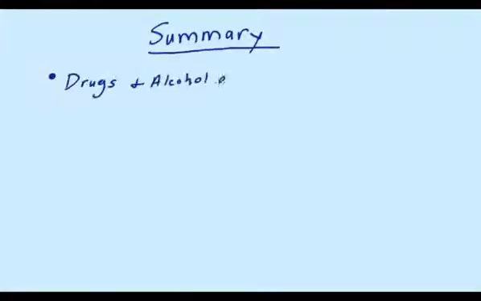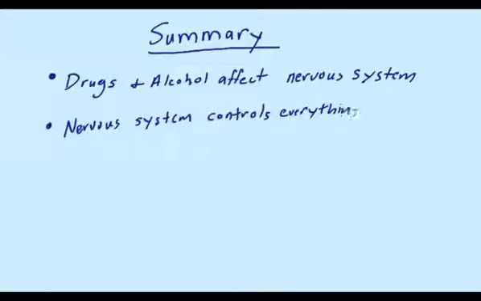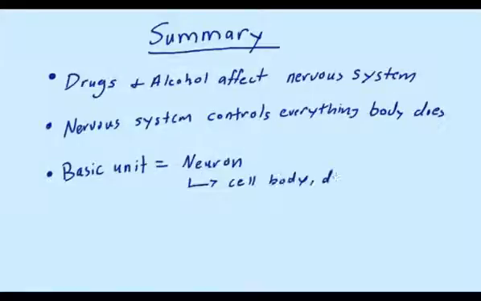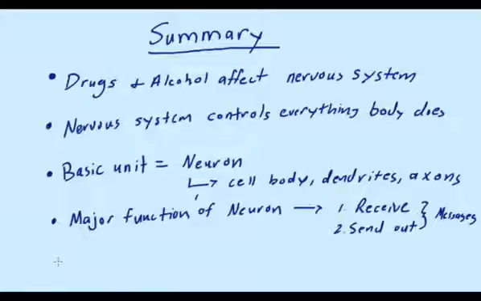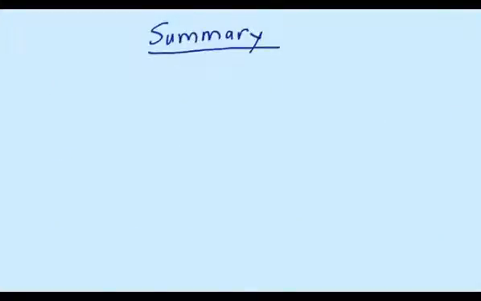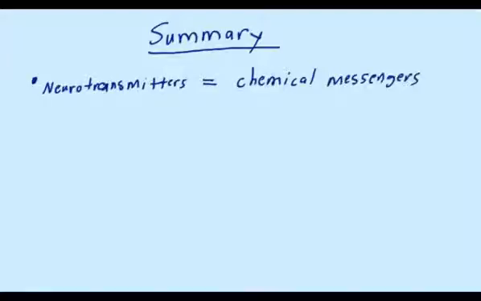So to summarize what we've learned, drugs and alcohol affect the nervous system. The nervous system controls basically everything our body does. And the basic unit of our nervous system is the neuron, which has a cell body, dendrites, and axons. The major functions of neurons are to receive messages and send out messages. Also, EEGs measure electric impulses. Moving on, neurotransmitters are chemical messengers, and their role is to bind to receptors of other cells.